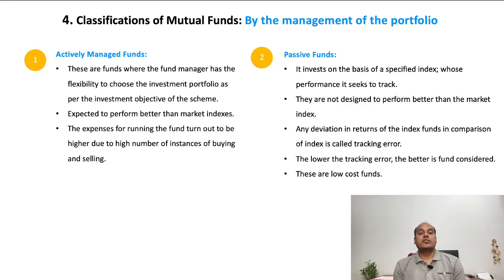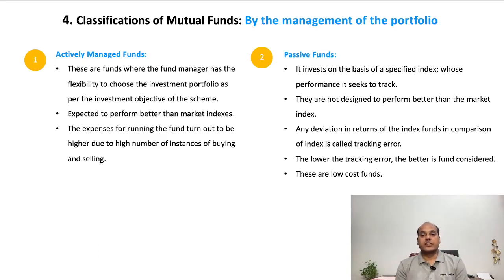Next come classification of mutual funds by the management of the portfolio. One is actively managed funds, second is passive funds. In actively managed funds, the fund manager has the flexibility to choose the investment portfolio, and whenever he wants to buy or sell a particular security, he can do so on his own mind, but all the buying and selling should be as per the investment objective of the scheme. The idea here is to perform better than the market index, and because there is frequent buying and selling, the expenses of running such funds could be higher.